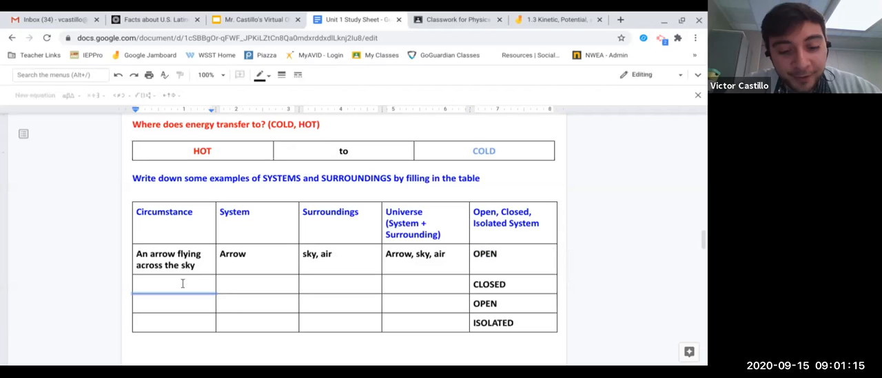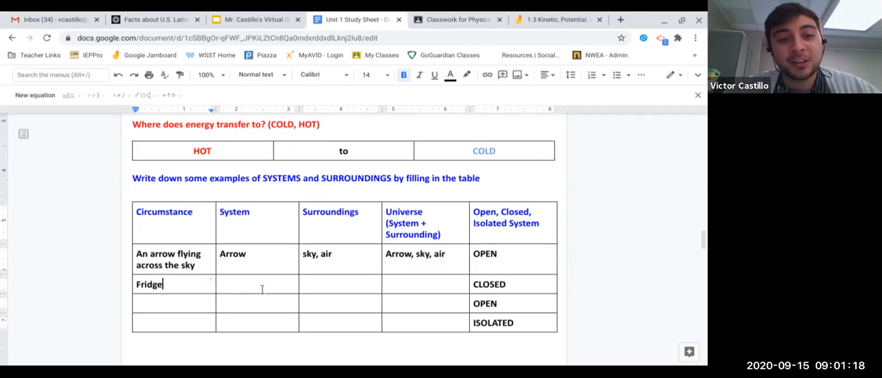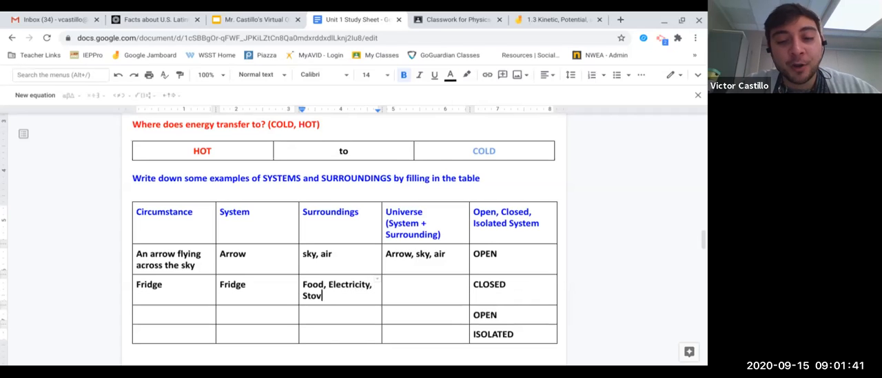So yes, a fridge is our example, right? We focus on the system. We know the system is just the fridge itself, correct? And if we go into specifics, the surroundings are everything around it: the food around it, the electricity, maybe even the stove or the microwave. We know those are all our surroundings, because the fridge is our main focus. And the universe is the fridge, the electricity, and everything put together.